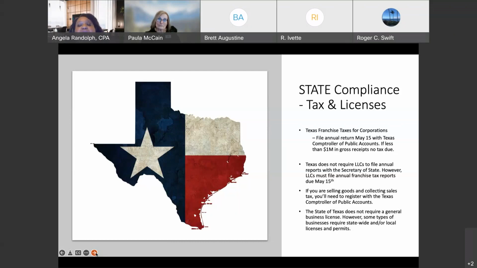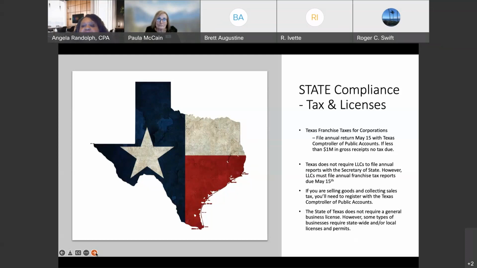Now, it is required for you to file. You can't just say, "Oh, well, I didn't make $1 million, I'm not gonna complete the return." You complete the information return. You do have to do it. That's part of your compliance requirement. Because if you don't, you can have your LLC or C corporation status suspended. So you don't want that.